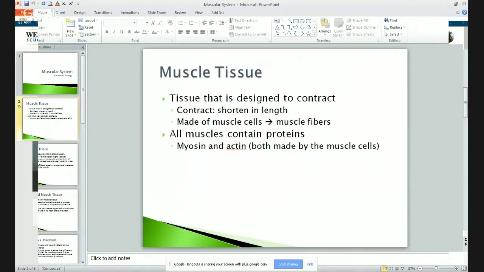So your muscle tissue, to kind of refresh, since it's been a while since we've gone over muscle tissue, is tissue that's designed to contract, so it can elongate and shorten. The individual muscles are going to be made up of muscle cells, and we actually call these muscle fibers.